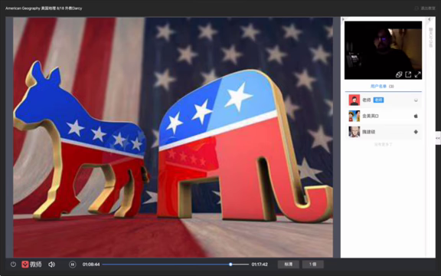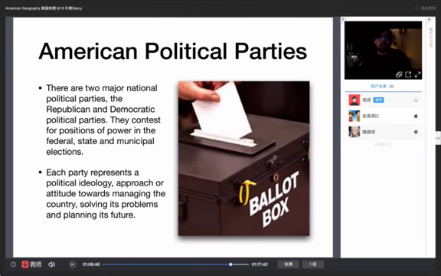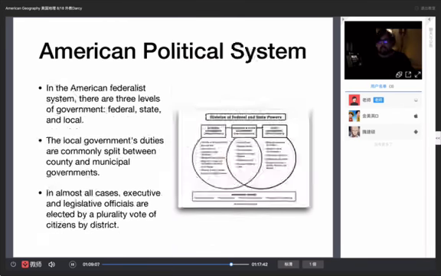Here are the two political parties, American political parties. There are two major national political parties, the Republican and Democratic political parties, and they contest for positions of power in the federal, state, and municipal elections. Each party represents a political ideology, approach, or attitude towards managing the country, solving its problems, and planning for the future.